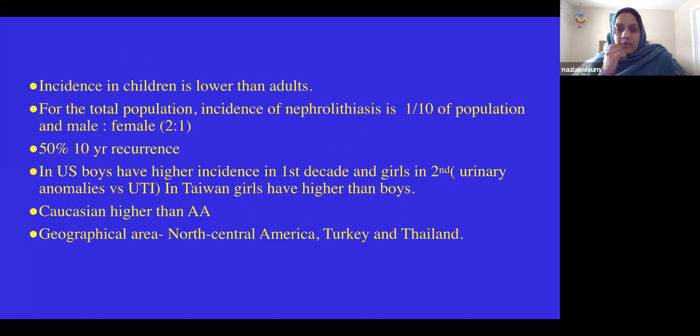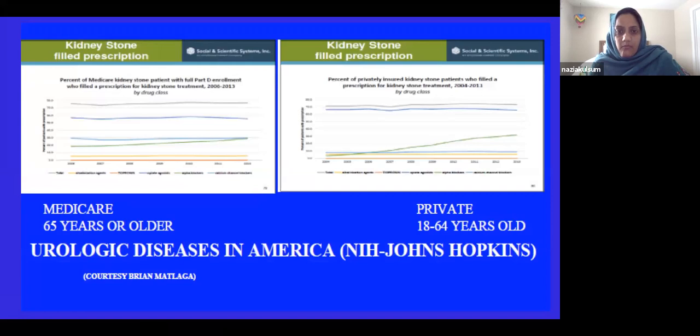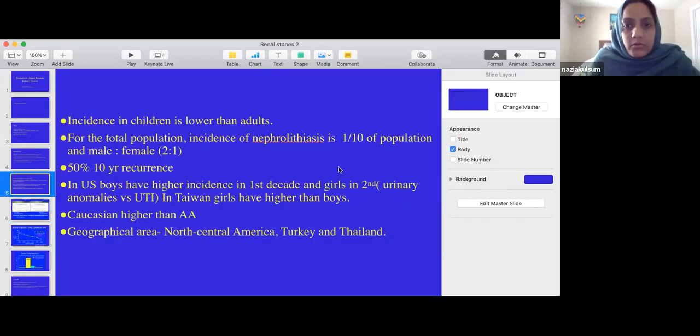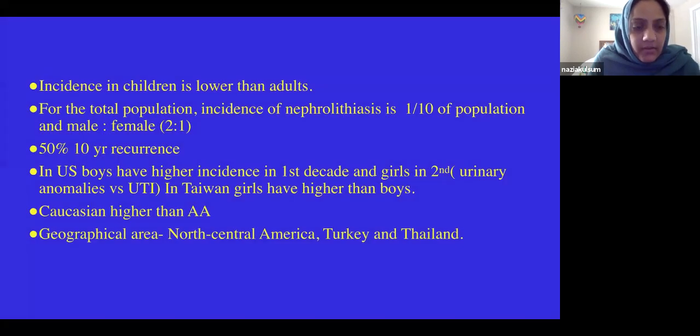Again, compared to adults, the incidence is much lower in children. One in two adults is suffering from kidney stones in America. And if you look, the total incidence is, again, here, one second, let me move this. Oops. Let me go back. So it's 1 in 10 of the population, and the male to female ratio is 2:1. The other thing that we need to remember is there's almost a 50% chance of recurrence of kidney stones in the first 10 years after the first stone.